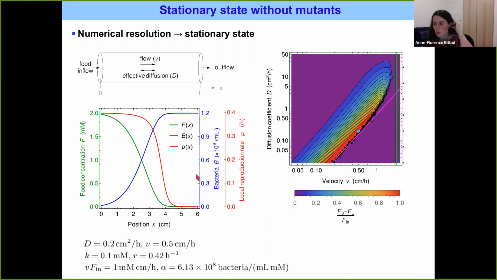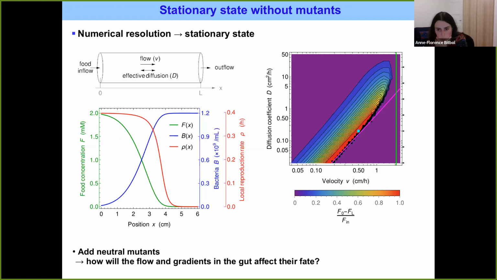And we think that this is the one that is relevant for the gut, I mean, this strongly spatial regime at least, because in the gut, there are strong gradients of concentration of bacteria and food. Okay, so that was to mention that the behavior of the system depends on the parameter quite strongly. And now we want to ask what happens to mutants in this system.